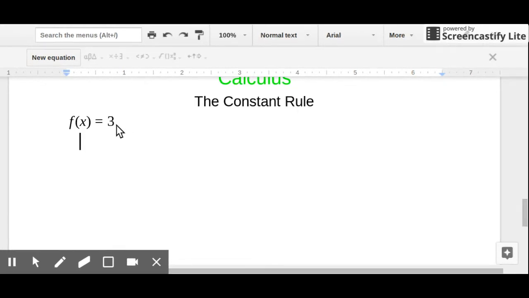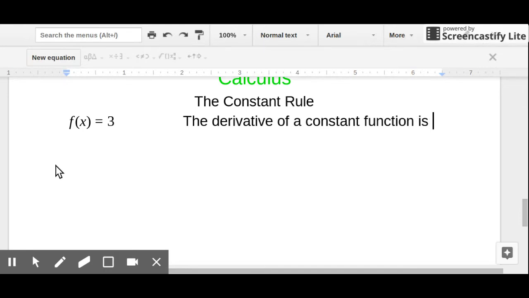Okay, so this was the very first problem that we worked when we were finding the derivative using the limit process. However, what we're going to do here is state a theorem. We're not going to prove any of these theorems, we're just going to state them. And I'm going to go ahead and write it out: the derivative of a constant function, which is the one we have here, is 0.